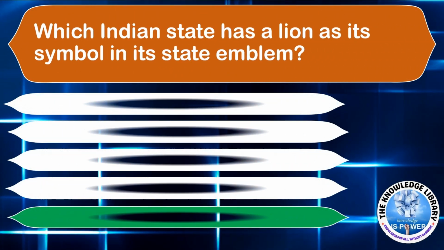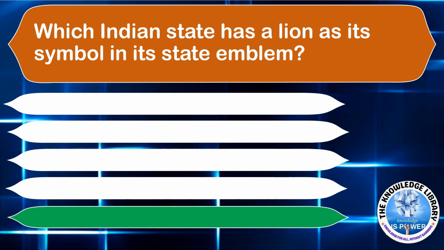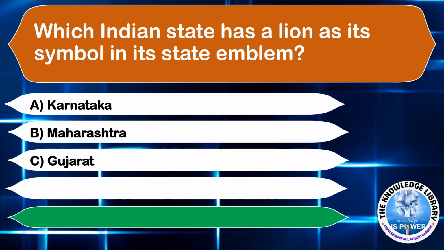Which Indian state has a lion as a symbol in its state emblem? Option A, Karnataka. Option B, Maharashtra. Option C, Gujarat. Option D, Rajasthan. The correct answer is option C, Gujarat. Move on to the next question.